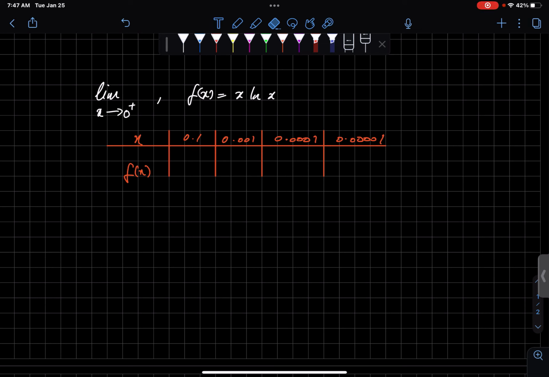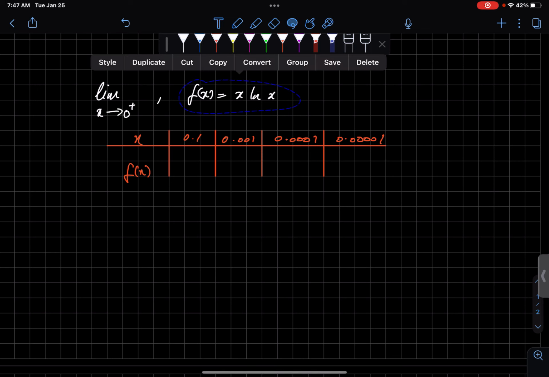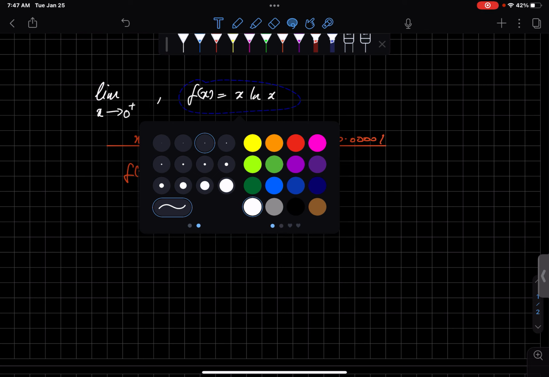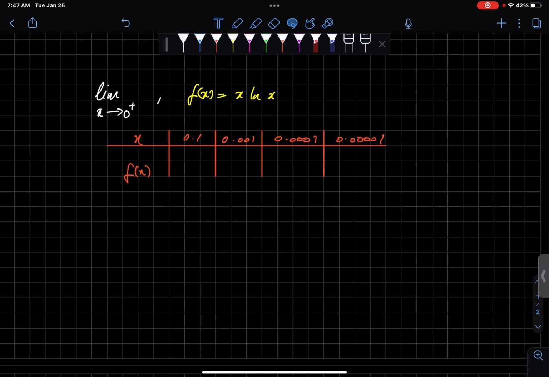Okay, so we're going to investigate the behavior of this function f of x, which is x ln x, right? And we're going to see what it's doing as you get closer and closer to 0 from the right. So what does that mean, from the right?